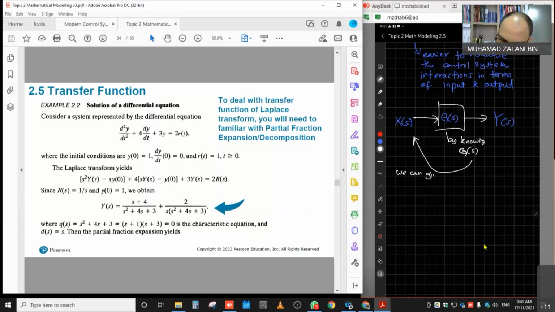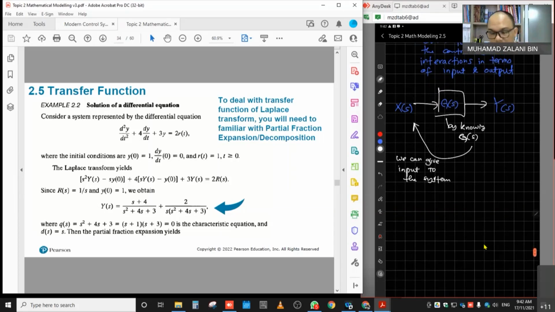We can give any input to the system and then observe what happens at the output. So at the output we can obtain what we call the output response.